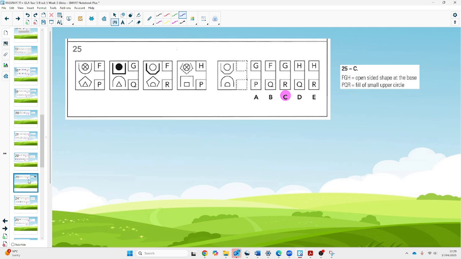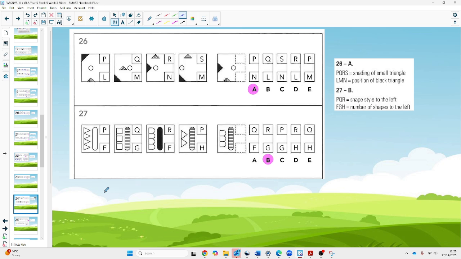25. Let's look carefully at this one. We've got 2 F's, a G and an H. What does the top letter stand for? It's the open-sided shape at the base. So again, this is sort of an alternative way of looking at it. So link the bottom shape with the top letter. So we're going to require a G as our top letter, and then the fill of the small upper circle. So if we think about ours as being blank, then we are going to require an R. So GR. Well done if you got that one right.